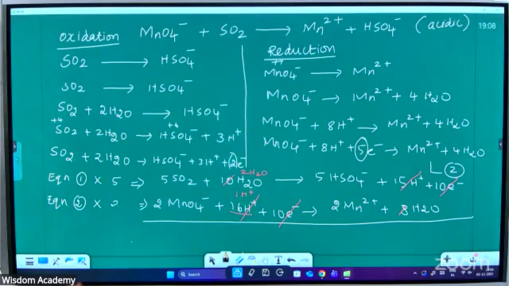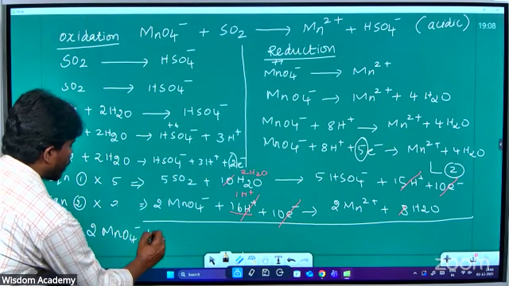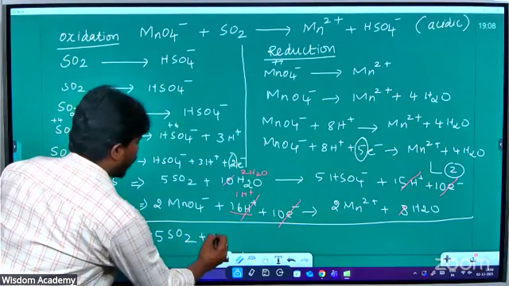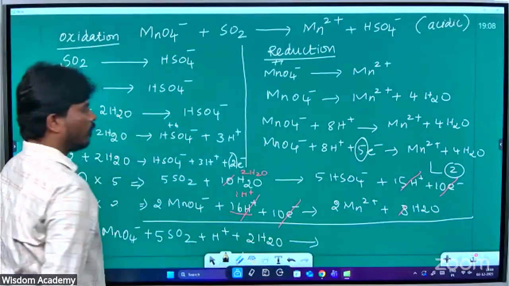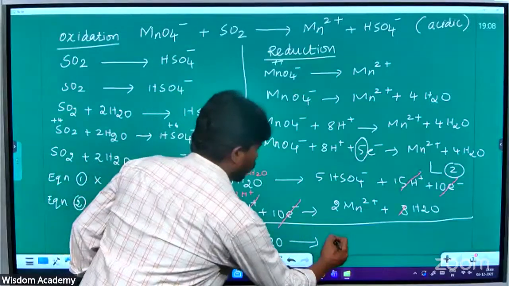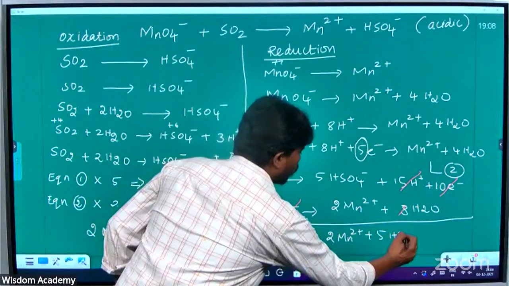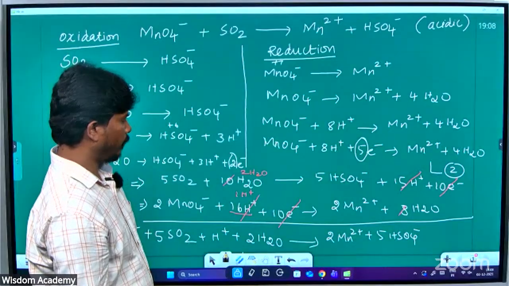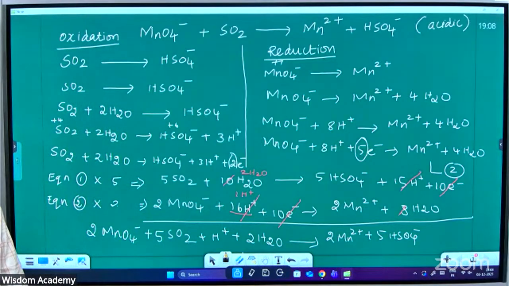And then the final equation is 2MnO4 minus plus 5SO2 plus 2H2O gives 2Mn2 plus plus 5HSO4 minus plus H plus remaining. Got it.